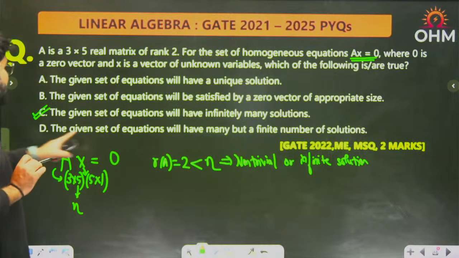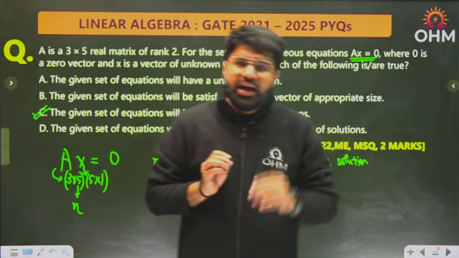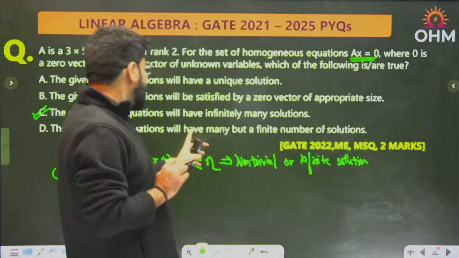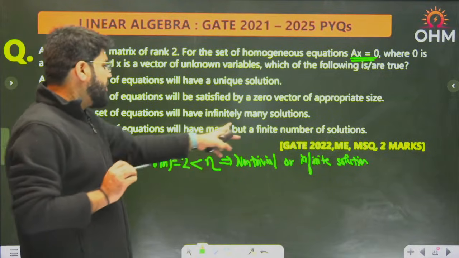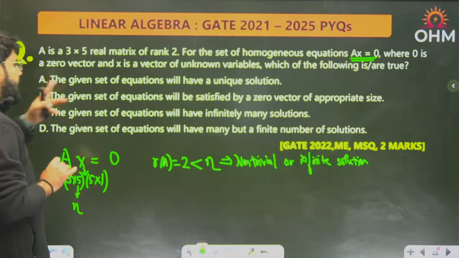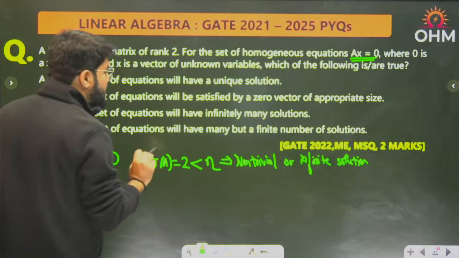The given set of equations will have many but finite solutions. This I already told you, no. Either one or more than one means infinite, not like 5 or 10 or 50 solutions. It will have a finite but many number of solutions? No, many means infinite only. So that option is ruled out.